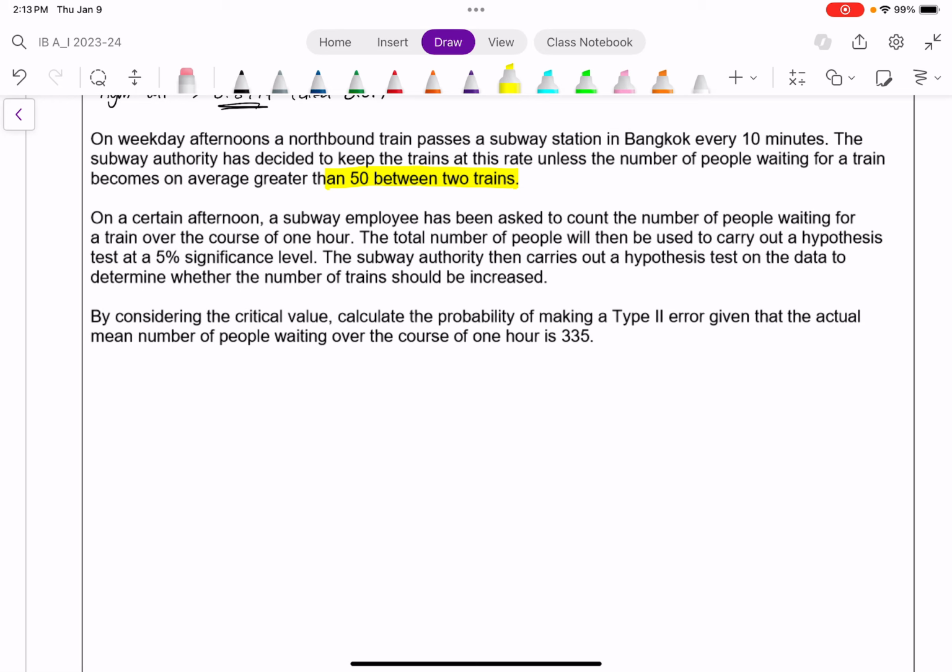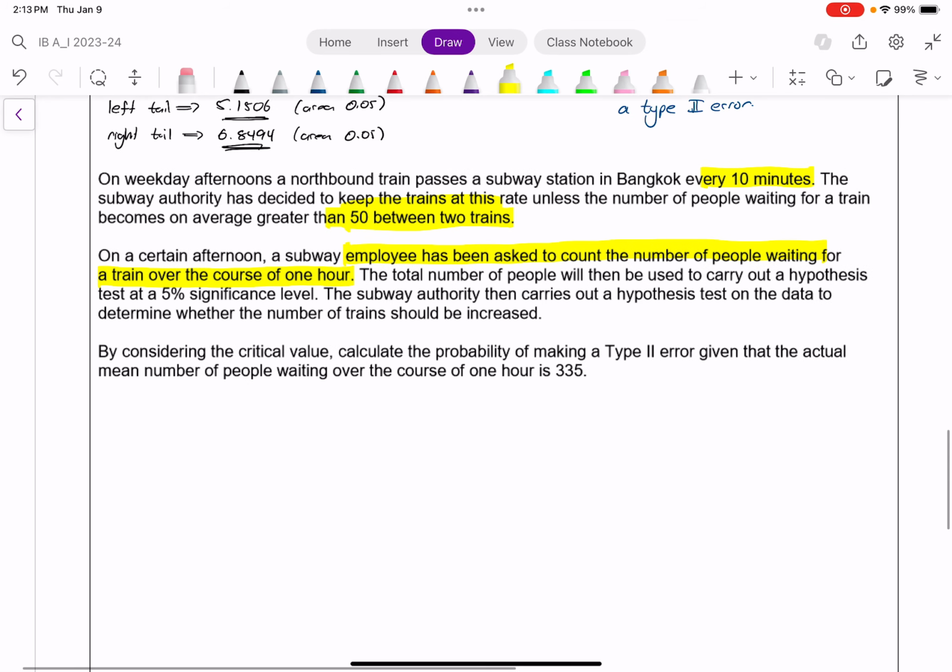On a certain afternoon, a subway employee has been asked to count the number of people waiting for a train over the course of an hour. So this is where I'm going to pause. The information before was in minutes, so we had 50 people between trains, and trains came every 10 minutes. That means 6 trains an hour, so multiply 50 by 6. That means we can say on average there are 300 people waiting at the train station, because we want to scale everything up to a common time frame.